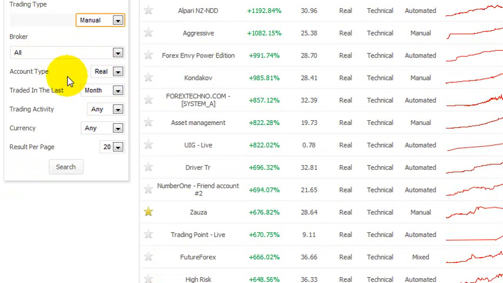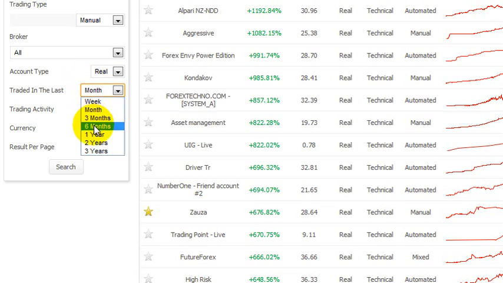Broker, you can keep that at all. Account type, any, real, or demo. This is another important filter that you want. Always pick real when you're looking. Any real trader will know that trading a demo account or a hypothetical backtest is totally different than trading real live cash. So trading real money, in my opinion, is the only way to get a good, accurate gauge on a trading system. Traded in the last 6 months, let's go ahead and say the last 6 months it had trading activity.